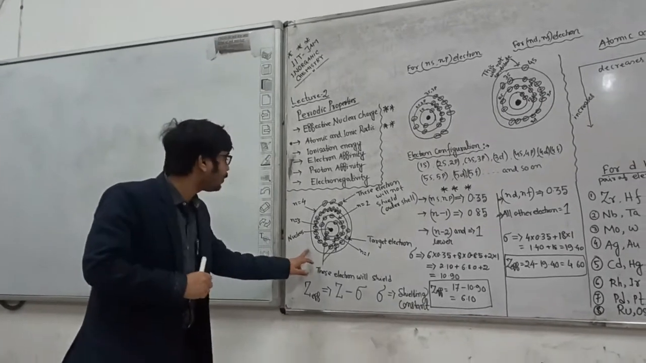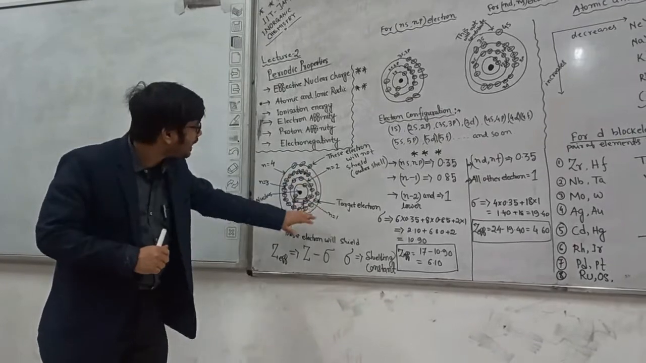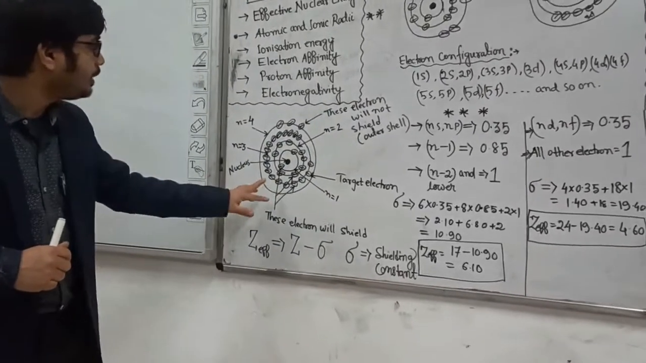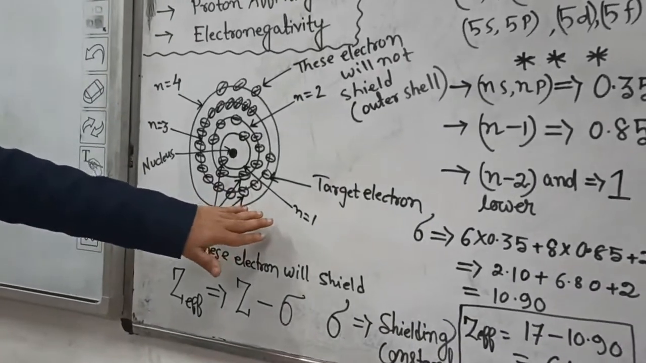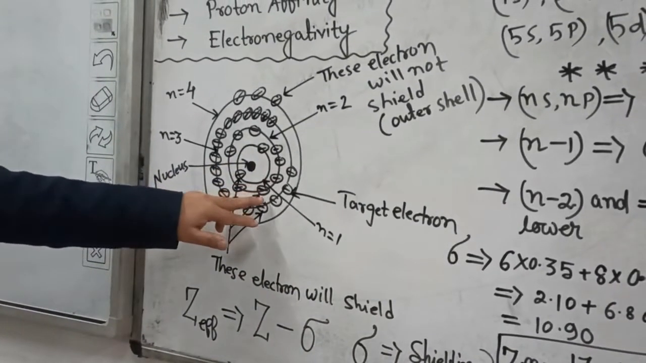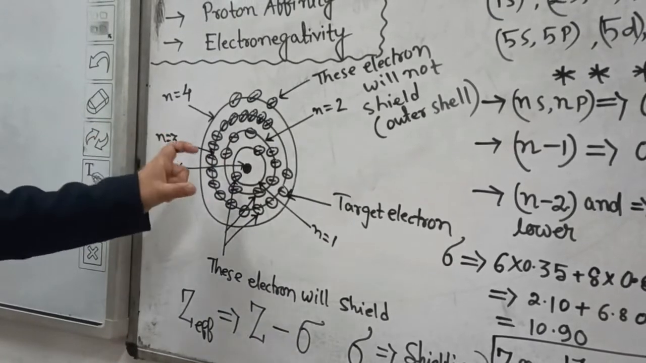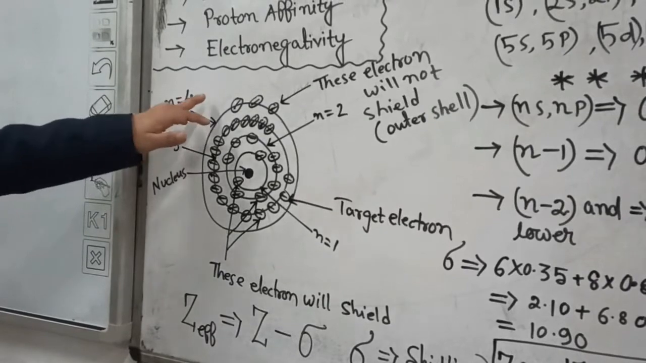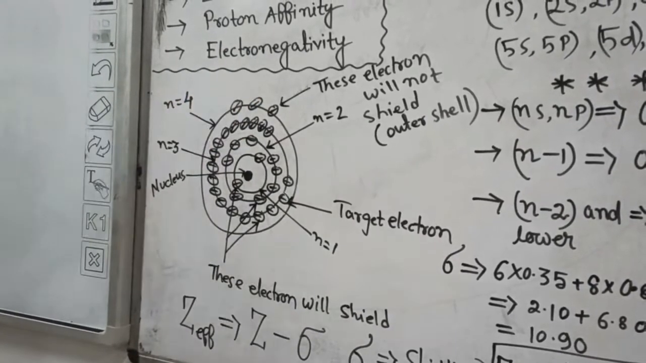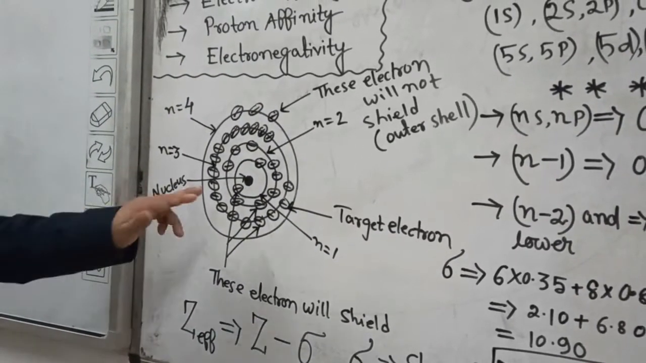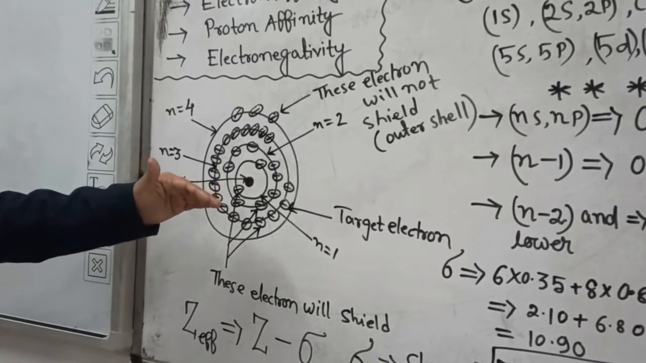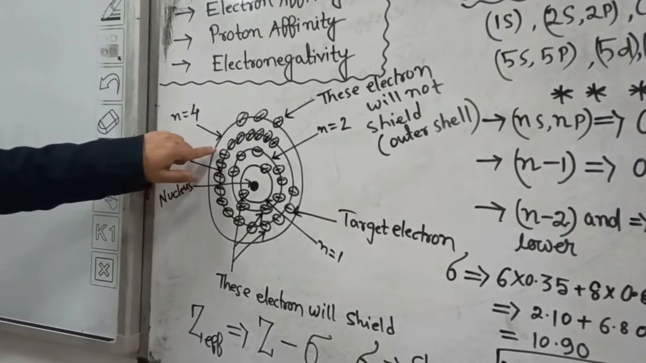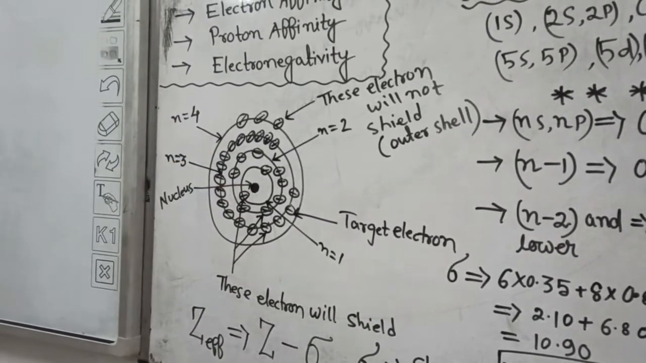So let us consider an atom where we have many electrons in different shells. Let's say for example, we have 2 electrons in 1s, then 8 electrons in 2s and 2p, where n equals 2. Then we have 18 electrons where n equals 3, and we have a few electrons in n equals 4. Now let's say I wanted to know how much nuclear charge an electron in the 3d shell actually experiences.